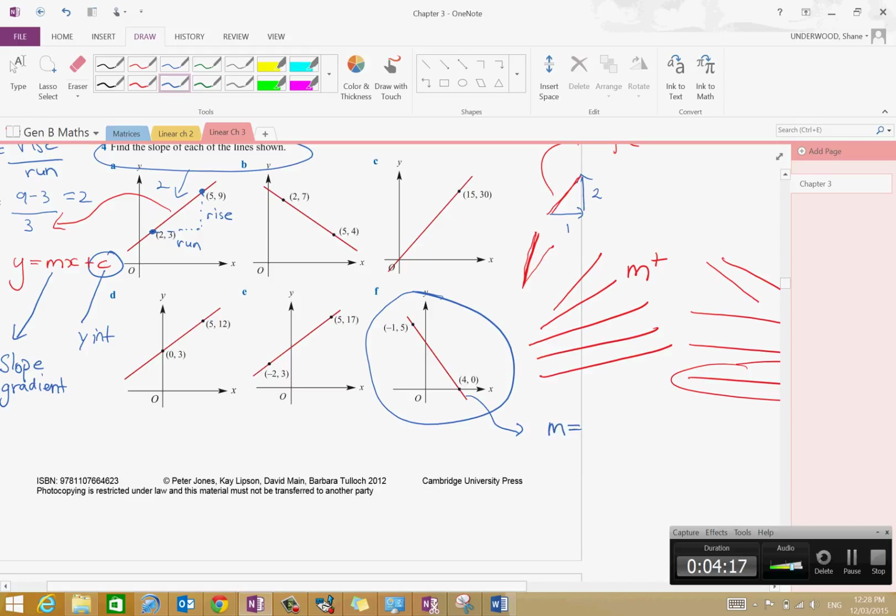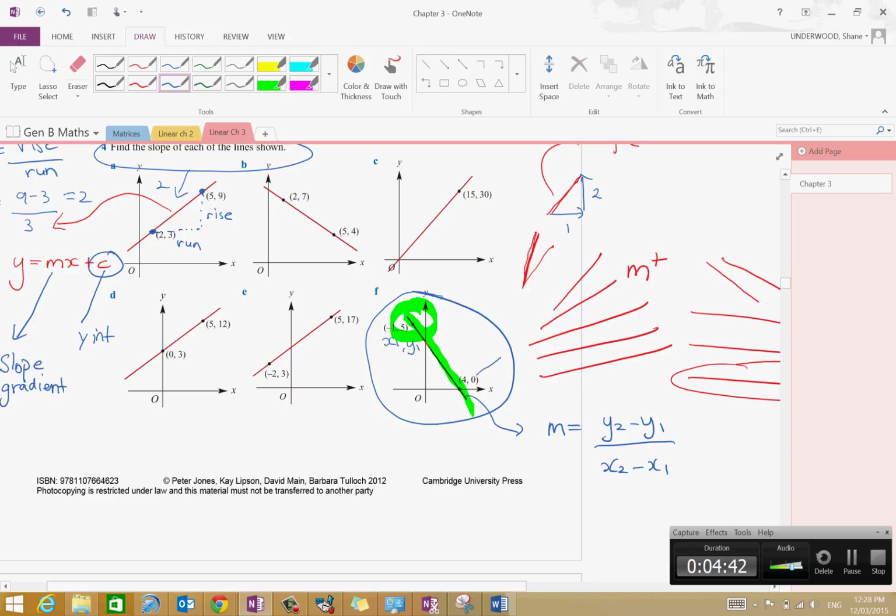M, which is rise over run, is y2 minus y1 over x2 minus x1. And what we've got here is that you always start from the coordinate at the left that you've been given, which is this one here, and that's always x1, y1.